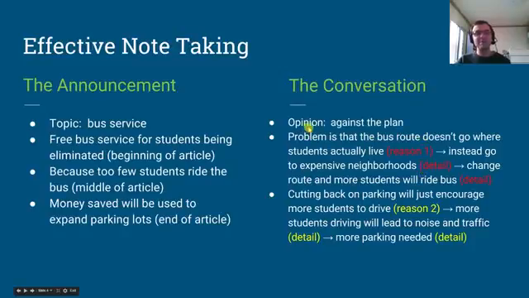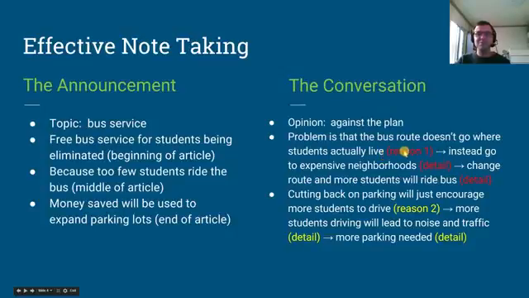First of all, I noted the man's opinion. I said he was against the plan. He's either for it or against it, so that's easy. Next, remember that he always has two reasons for his opinion. Reason one and then reason two. So I made a note of his first reason. I said, the problem is that the bus route doesn't go where students actually live.